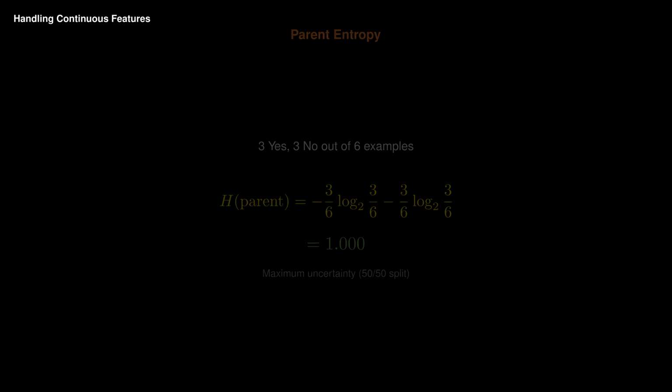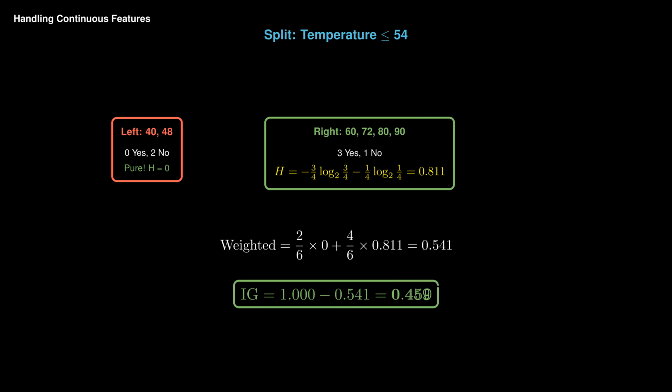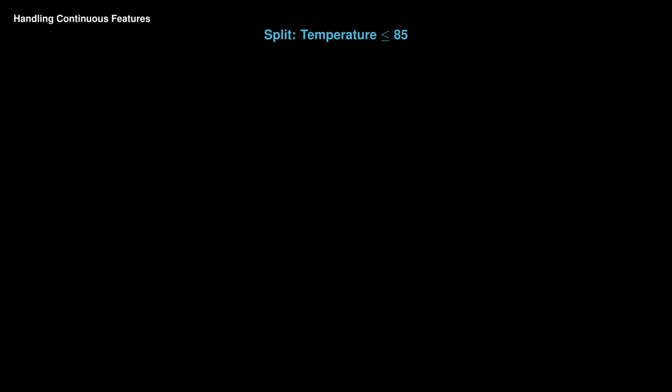Let us try the first candidate, temperature less than or equal to 54. The left group has values 40 and 48. Both are no. That is a pure group. Entropy is 0. The right group has 60, 72, 80, and 90. 3 yes and 1 no. The entropy works out to 0.811. Now the weighted average, 2/6 times 0 plus 4/6 times 0.811. That gives us 0.541. Information gain is 1.000 minus 0.541. That is 0.459.